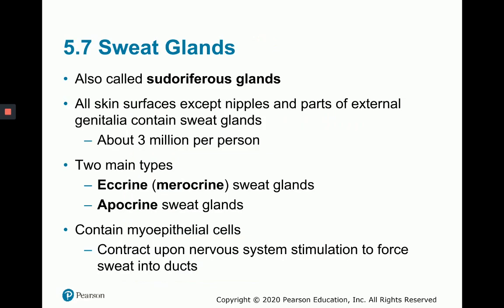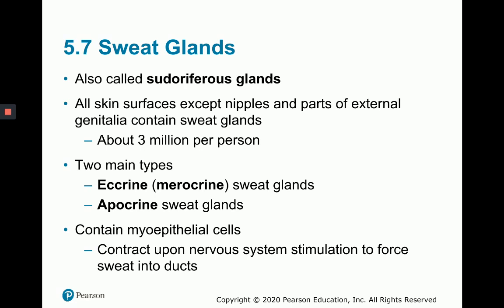Next we're going to be looking at sweat glands. Another name for sweat glands is sudoriferous glands. All of your skin surface, except for a couple locations like your nipples and parts of the external genitalia, are going to contain these sudoriferous glands. So you have about 3 million per person. There's two main types. There's eccrine, which are just merocrine sweat glands, and there's apocrine sweat glands. Now we find inside the eccrine and apocrine myoepithelial cells, and these are not muscle cells, but they are epithelial cells that have some type of contraction function.